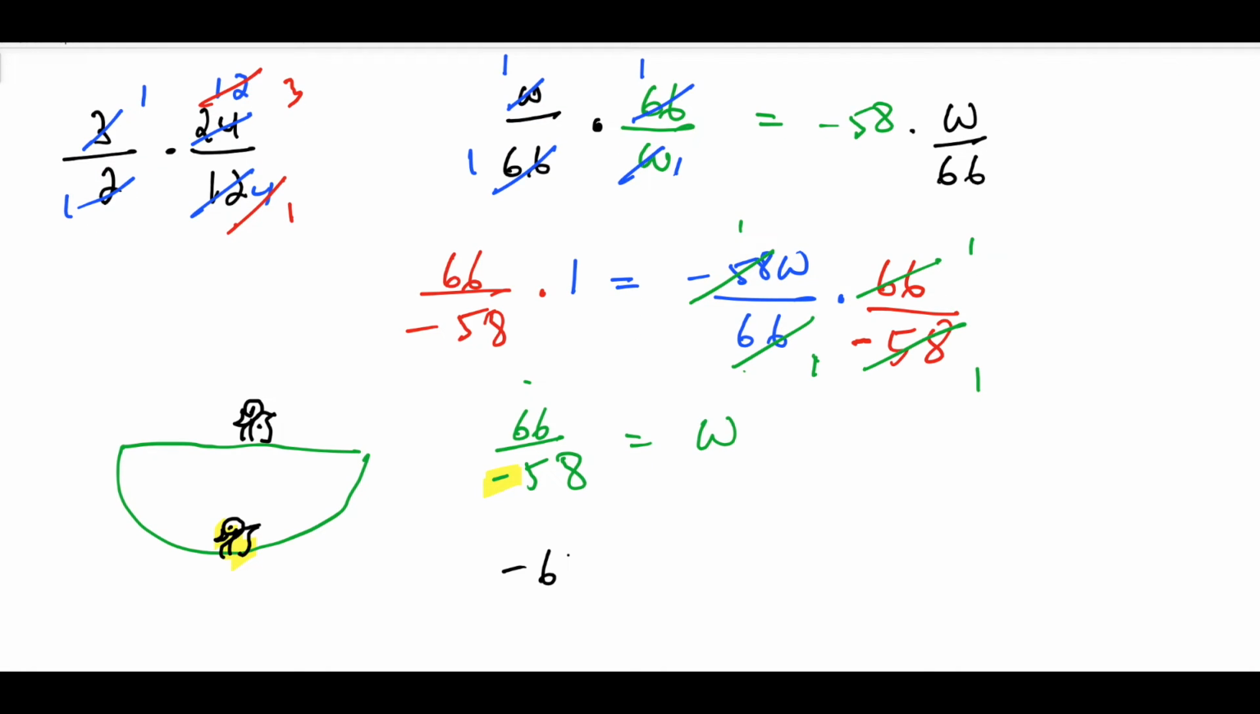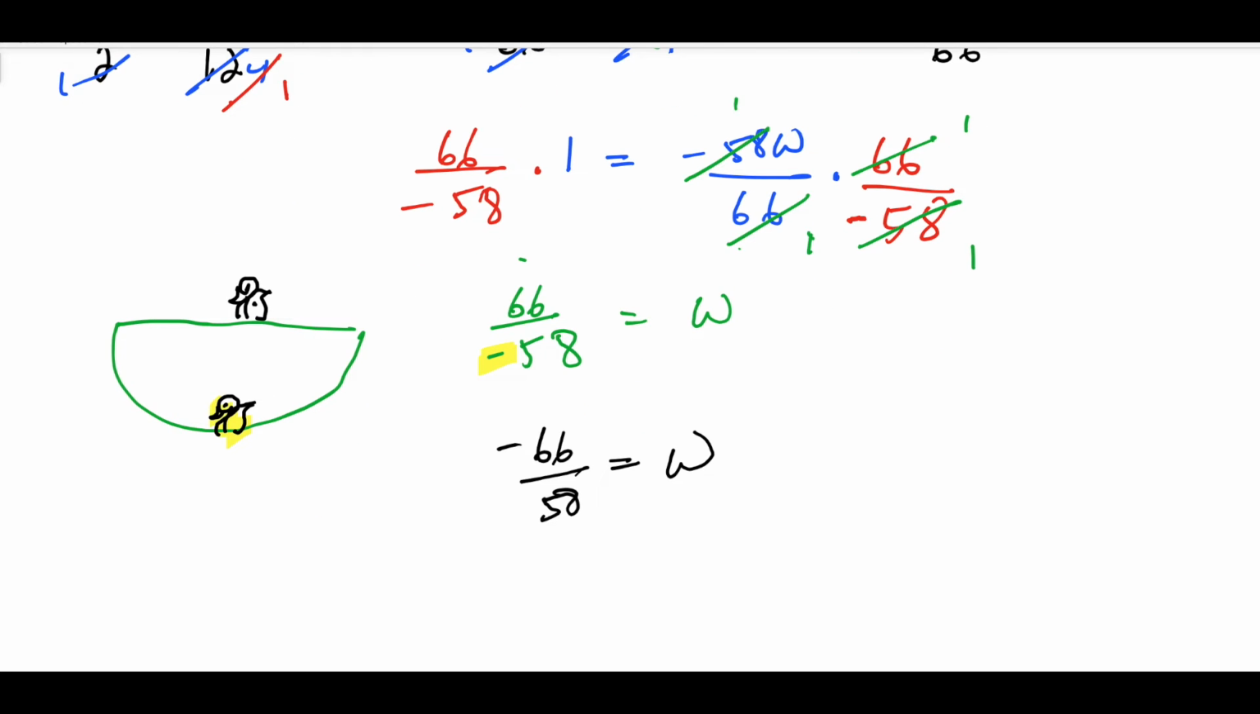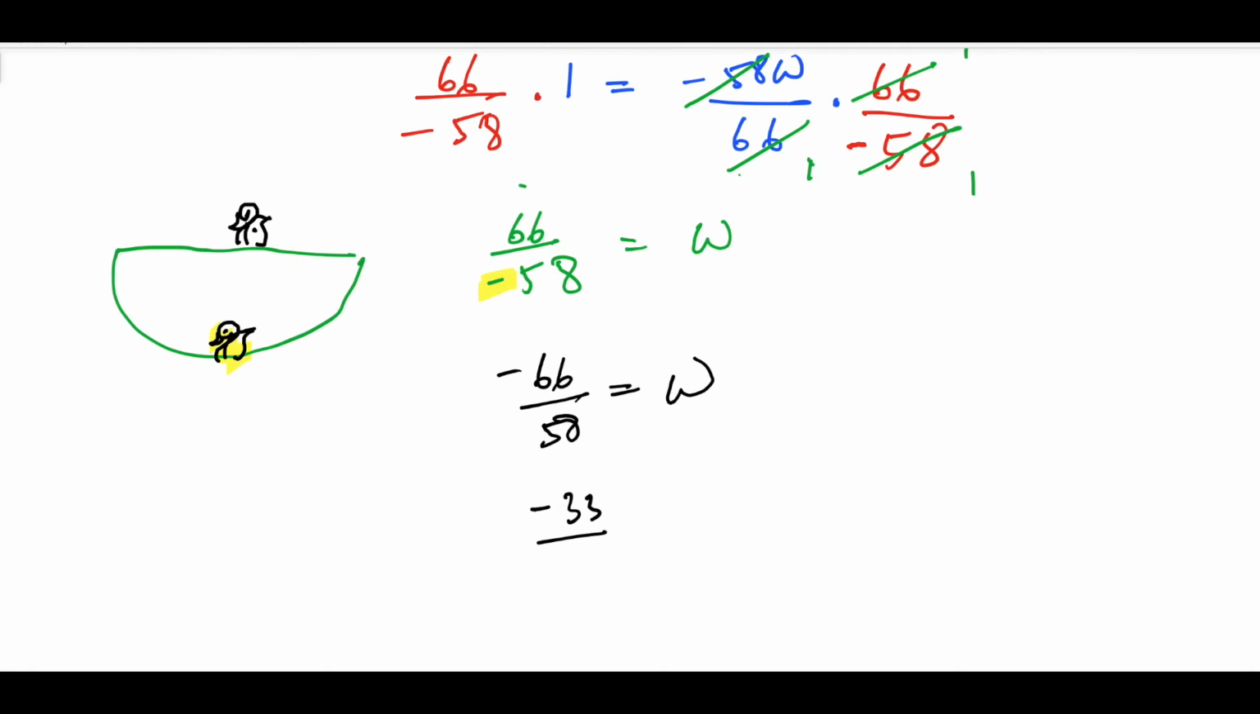So then you're going to go negative 66 over 58 equals W. Both of those numbers are even, so you can chop them down. So you can say negative 33 over 29, and that's that. You with me? But that's not the way we should do it. By the way, negative 33 over 29 is like negative 1.13.